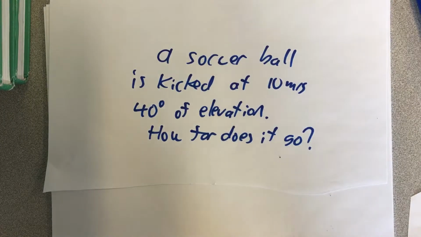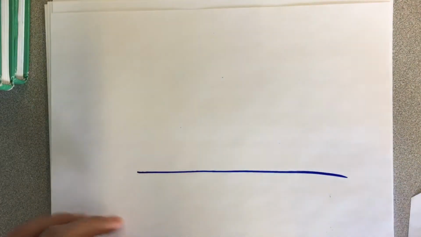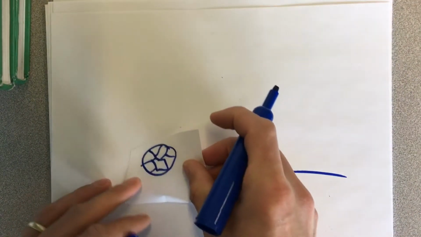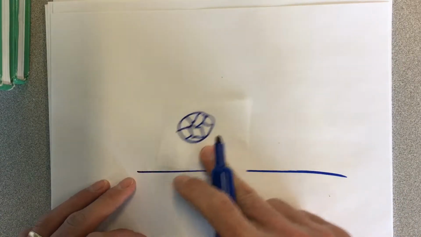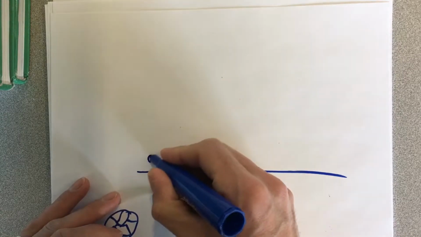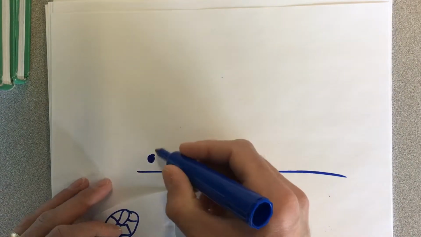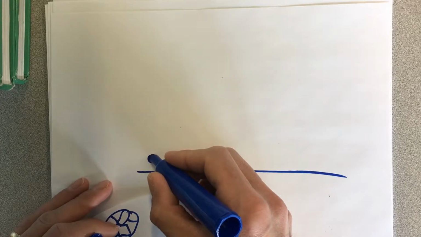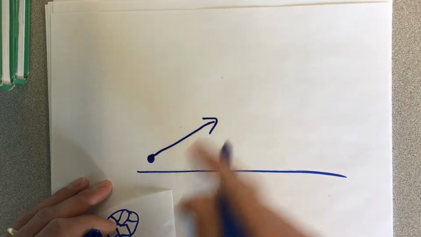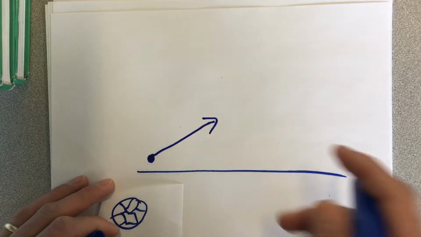A soccer ball is kicked at 10 meters per second, 40 degrees of elevation. How far does it go? So we have a ball, and it is kicked off of the ground with an initial velocity of 10 meters per second. And that velocity has a direction with an angle of elevation of 40 degrees. That means it's kicked upward and forward at the same time.